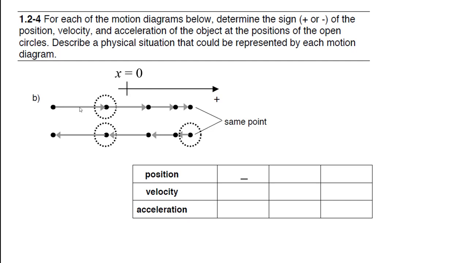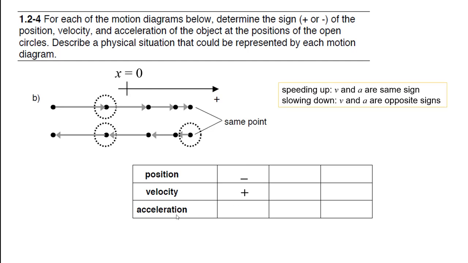For my velocity, I'm just looking at the direction the object is moving. It's moving to the right. And this coordinate system says moving to the right is a positive value, so my velocity is positive. And then here, again, to determine the acceleration, we need to figure out, are we speeding up or slowing down?